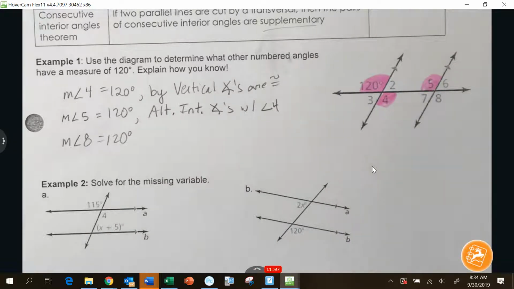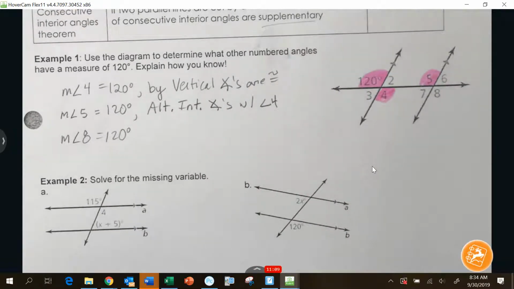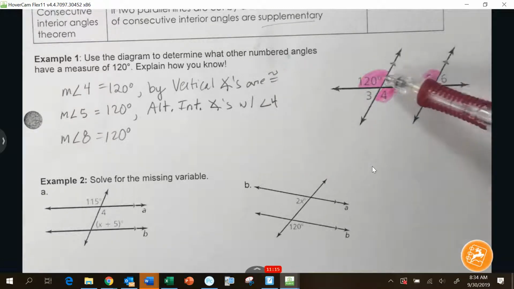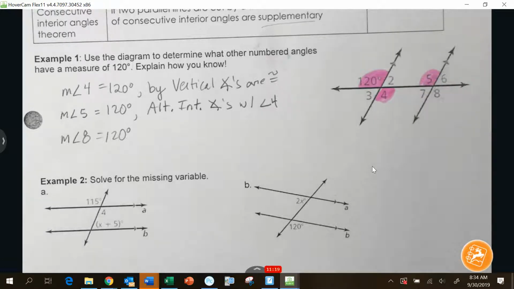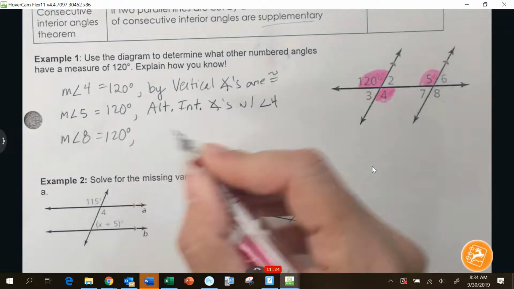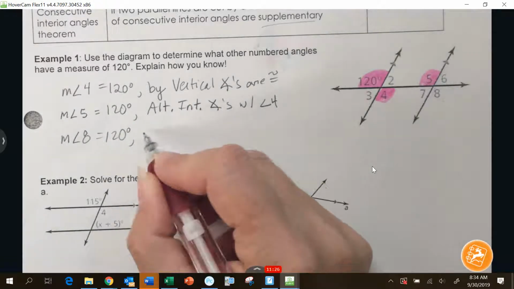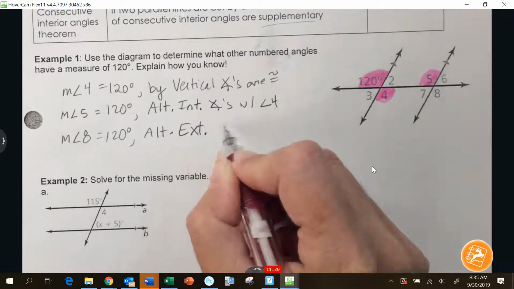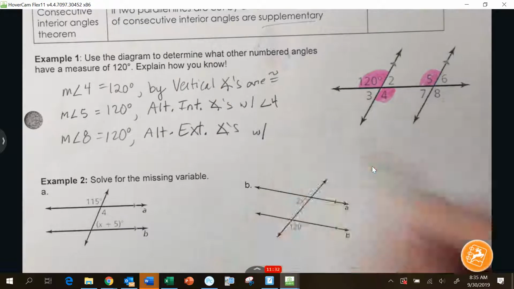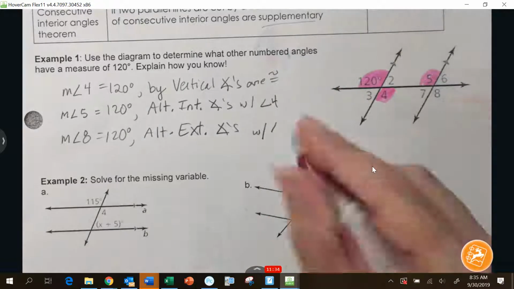Okay, vertical from 5. What if I wanted you to talk about it with the original 120? How does it compare to the original 120? What kind of angles are those? Yeah, I'm going to write it that way just so we change up our answers a little bit. Alternate exterior angles with 120 degrees. There you go.